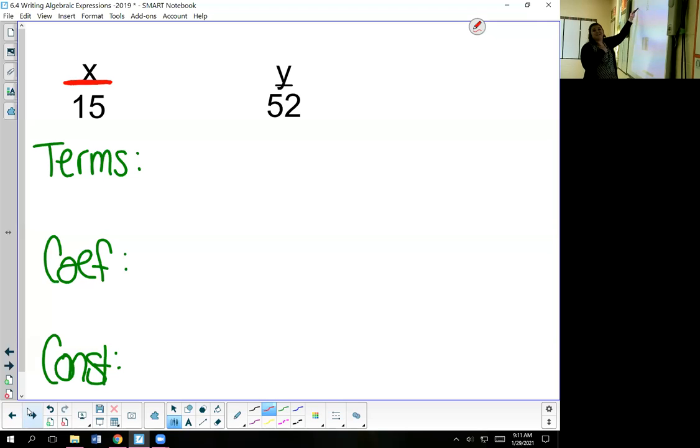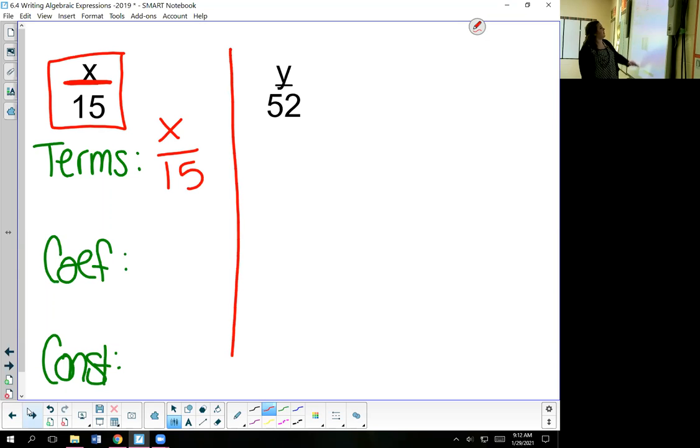X is being divided by 15. Do I have addition or subtraction? No. So I can't cut it. So how many terms are there? This is my only term, x over 15. That is all I have for that one. I don't have addition or subtraction, so I cannot separate it. Even if it looked like this, guys, kids will do this every single time. Do not do this. Oh, I cut it right here, so there's 2 terms. No, that's not addition. That's not subtraction. What are you doing, you crazy kids? Don't do that. Okay?